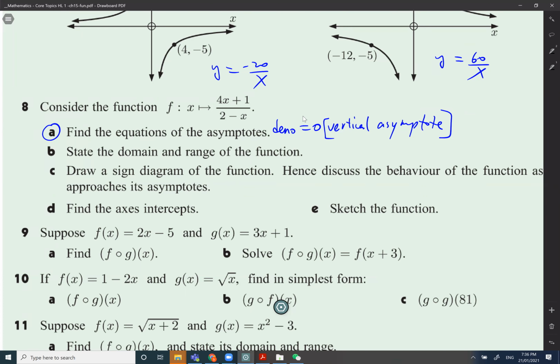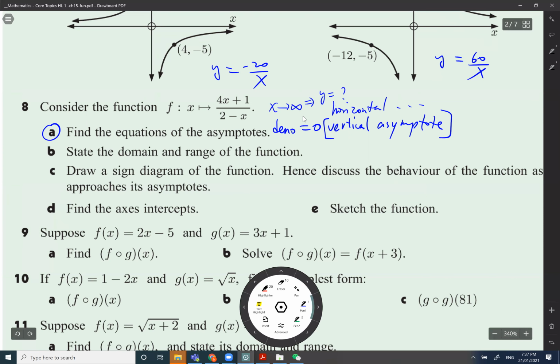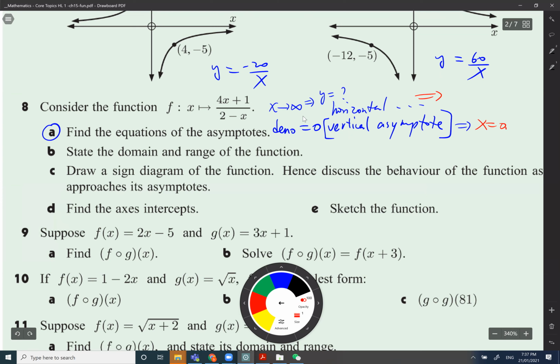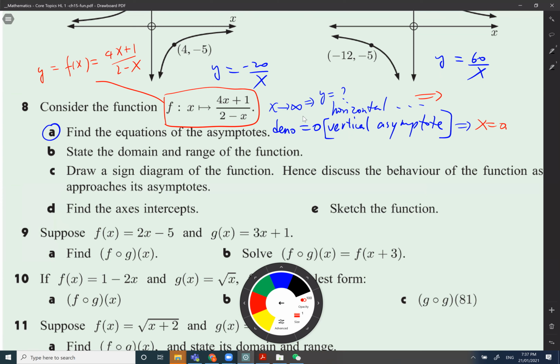How about the horizontal asymptote? We need x to infinity and check what y equals. If x goes to infinity, what is y? For vertical, we got x equals 2. For horizontal, if x is very, very big, the function is the same as y equals f(x) equals (4x plus 1) over (2 minus x). If x is very big, how about y?